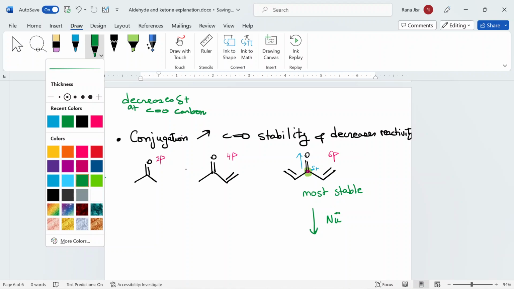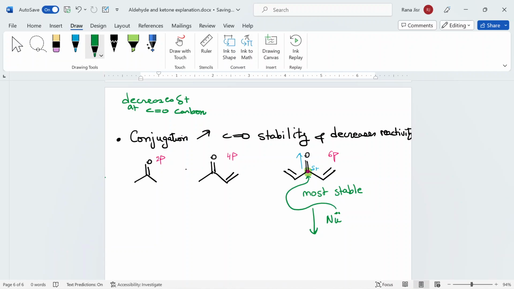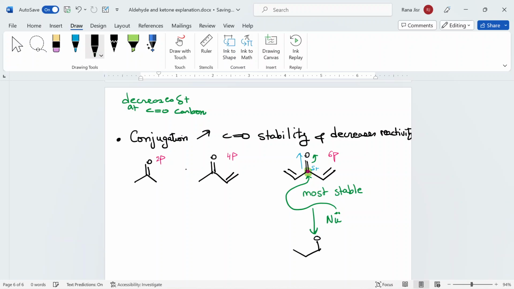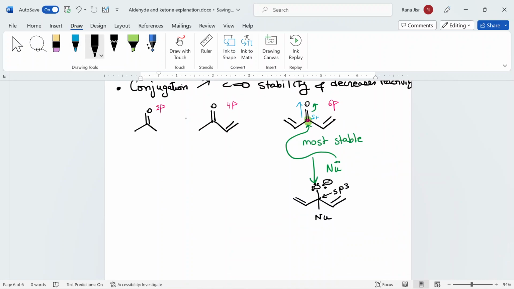So if the nucleophile comes and attacks that electrophilic site in there, you're going to form a negative charge on the oxygen. Notice what's going to happen in this case. What's going to happen is that the conjugation is going to be broken. So you're going to have a negative charge in here. You still have 2 double bonds and you have a nucleophile in there. So what you did is you introduced an sp3 hybrid carbon in there and you broke the conjugation. So here the conjugation is broken.